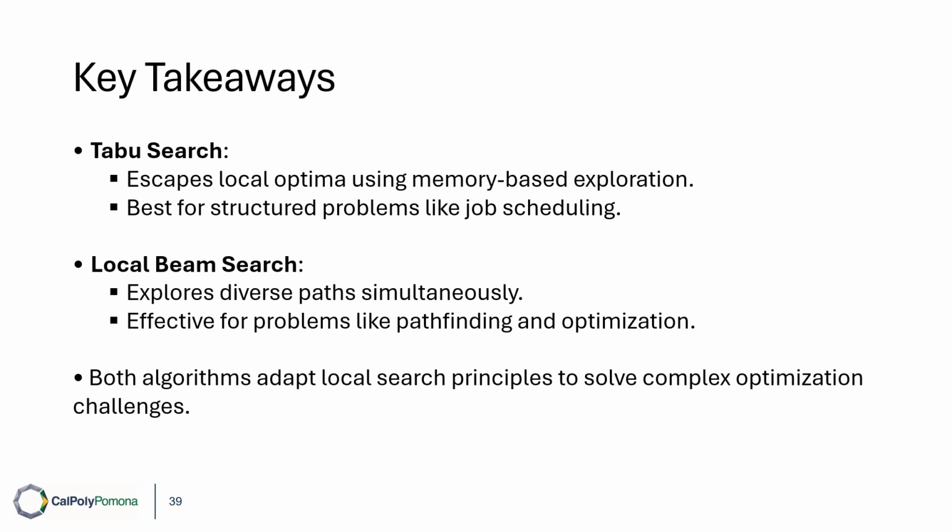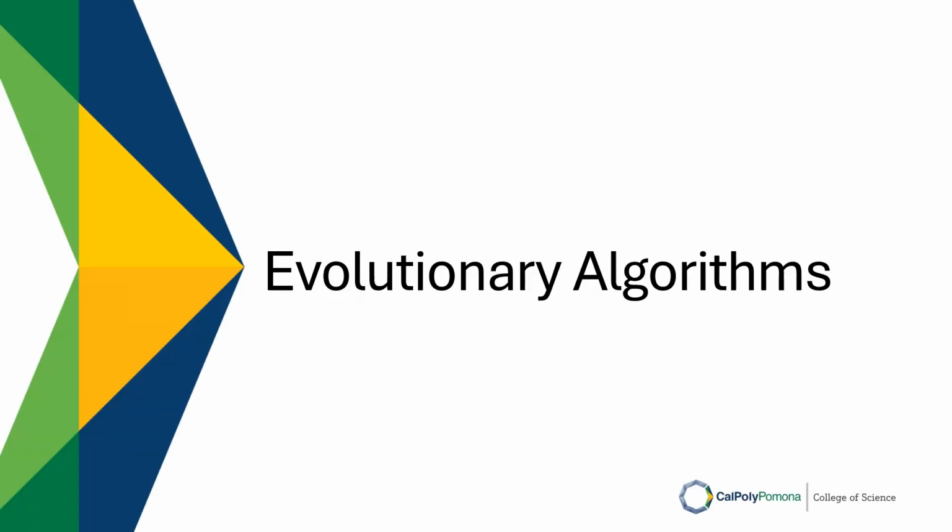So the key takeaways for both search algorithms: tabu search is particularly effective for structural problems like job scheduling or vehicle routing, and its memory-based exploration allows it to escape local optima. Local beam search shines in scenarios where exploring diverse paths is critical. By managing multiple beams, it can efficiently handle problems like path finding or optimization. But again, the computational costs associated with higher beam widths and the risk of premature convergence are trade-offs to consider.